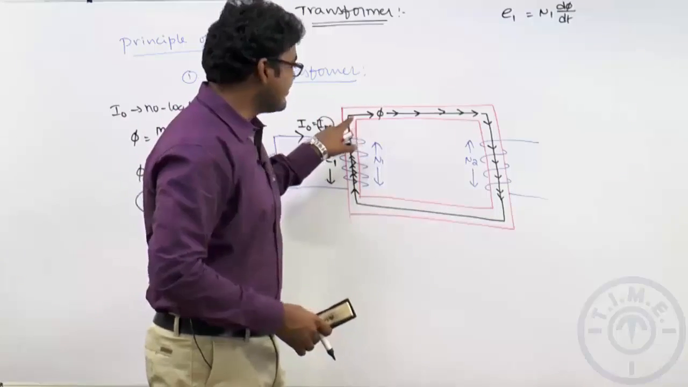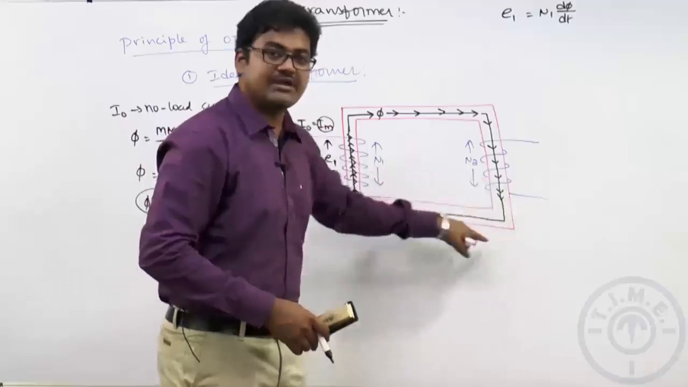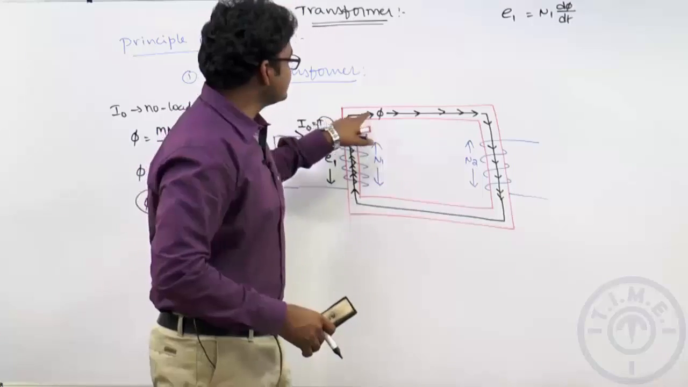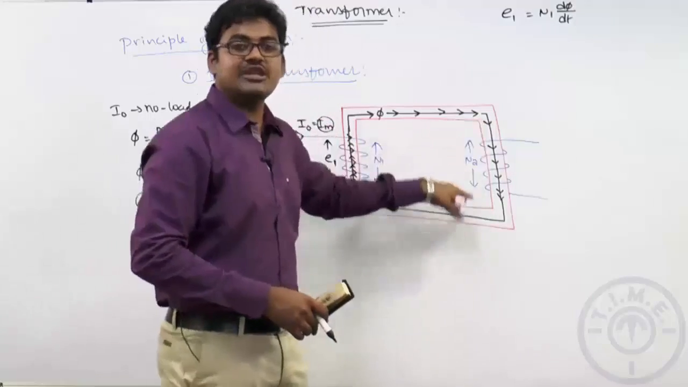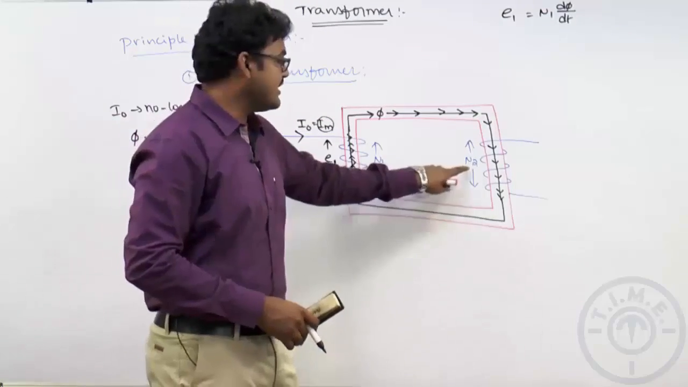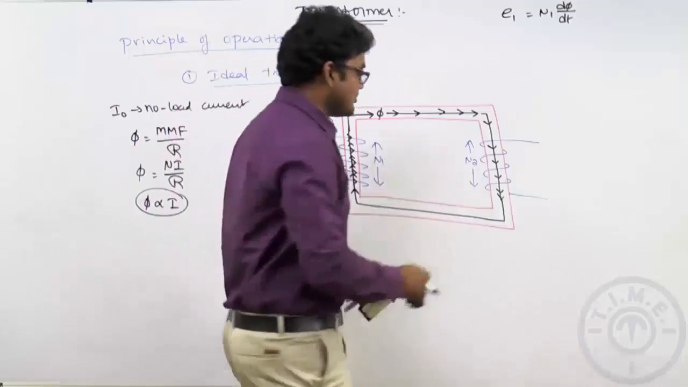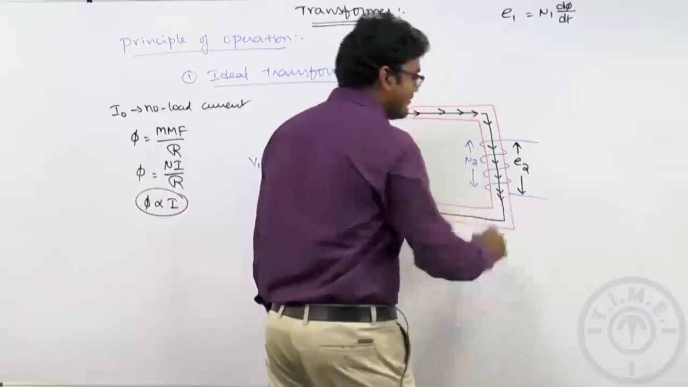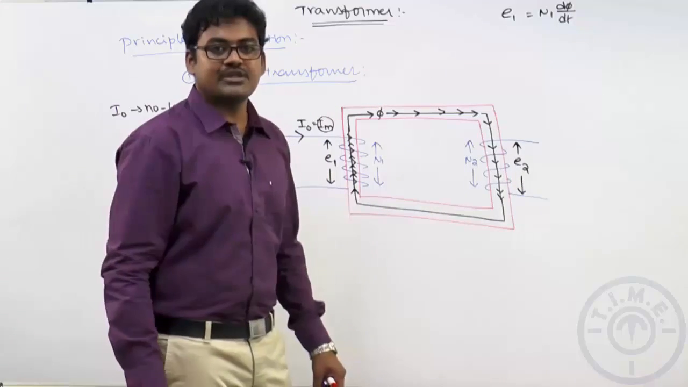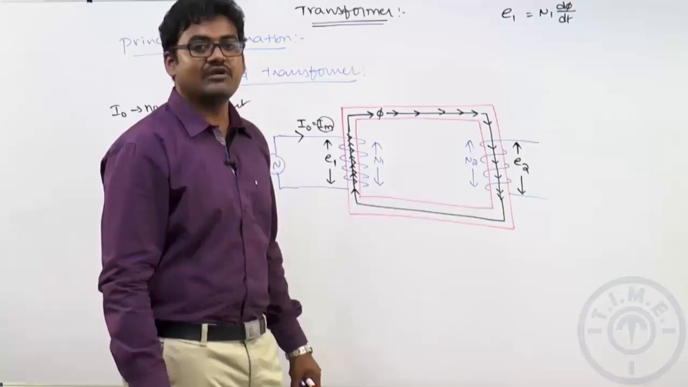Because the flux is always a closed path, it is passing through the magnetic core. So when it is passing through the magnetic core, it will link the secondary number of turns also. How many number of turns are there in the secondary winding? N2 number of turns are there. So therefore an EMF will be induced in the secondary winding also, we will call it as E2.